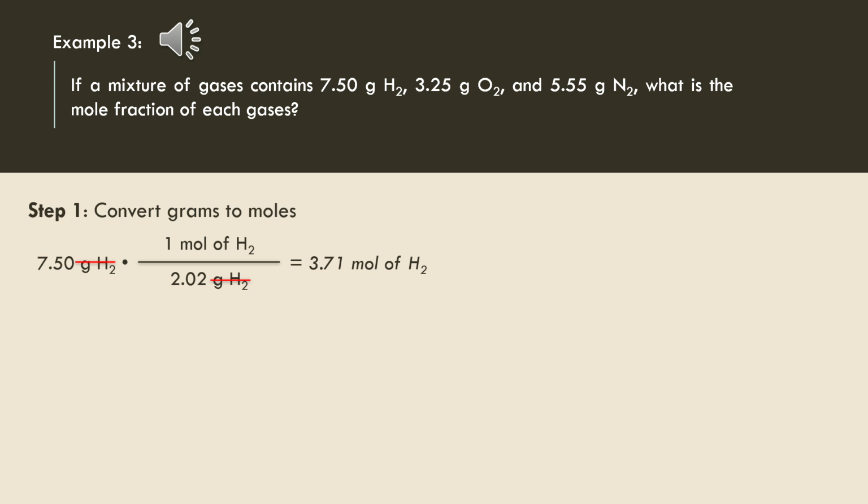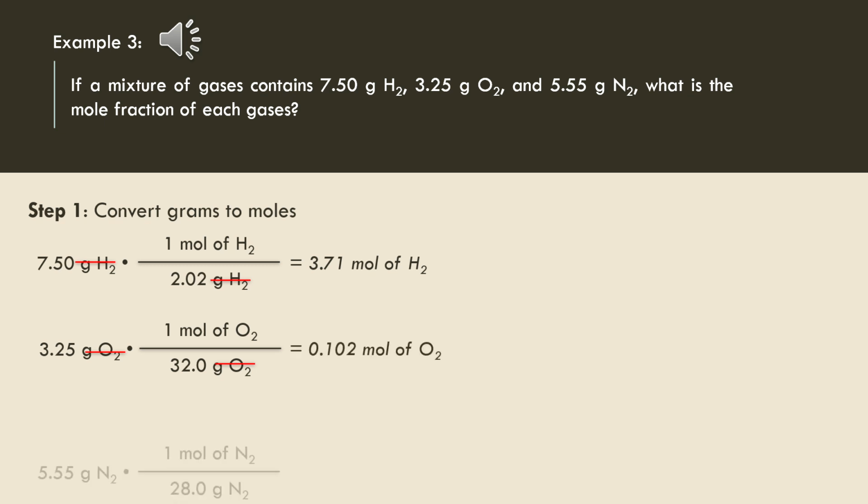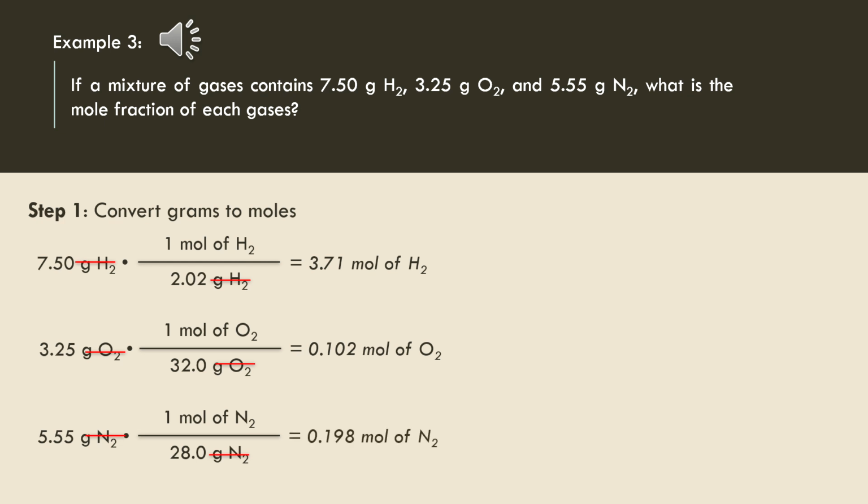Same goes for the others. 3.25 grams times 1 mole of O2 divided by 32.0 grams of O2, the grams cancel, equals 0.102 moles of O2. 5.55 grams of nitrogen, multiply it by 1 mole of N2 divided by 28.0 grams of N2, the grams cancel, so equals 0.198 moles of nitrogen.